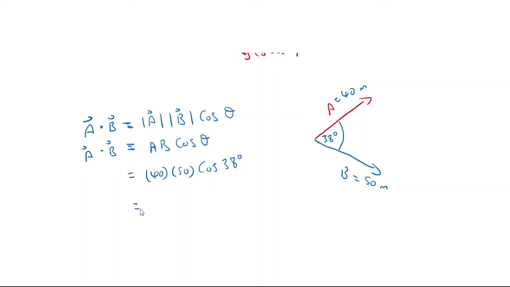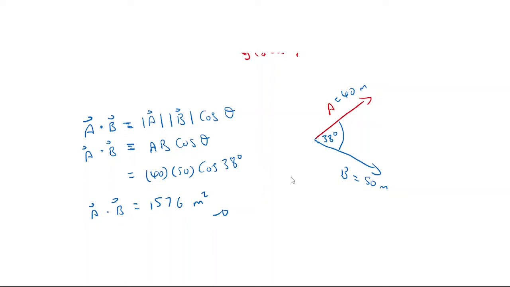Okay, then you just multiply these two, so it will be 40 multiplied by 50, and then the cos of 38, and this is actually 1576. Now, since this is meters multiplied by meters, this is going to be meter squared, so it's just a number like this. All right, so this is what the dot product of A and B is.